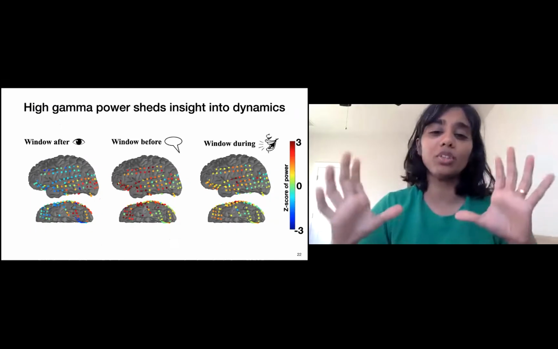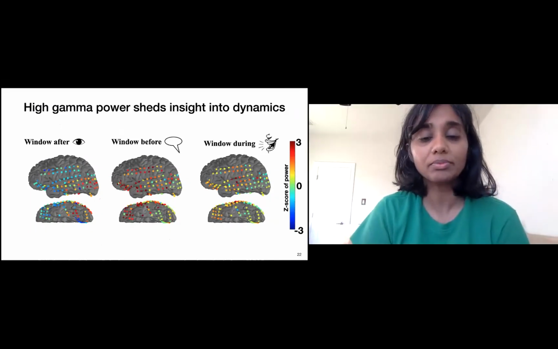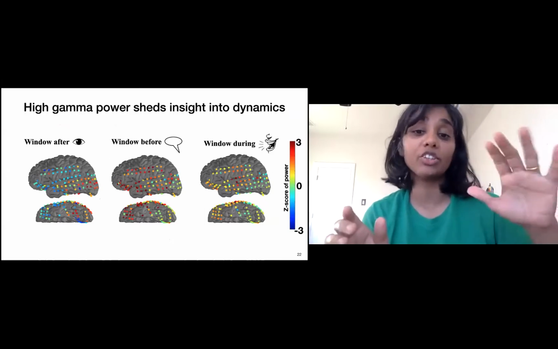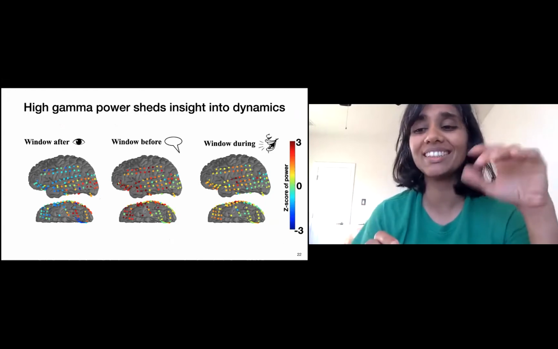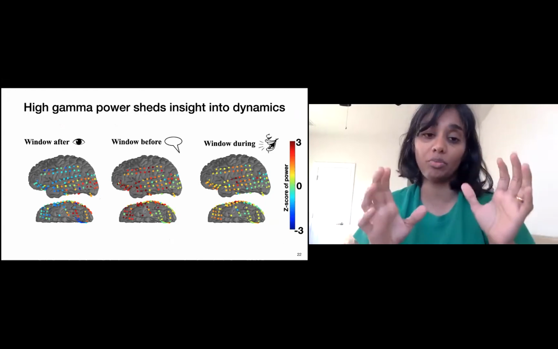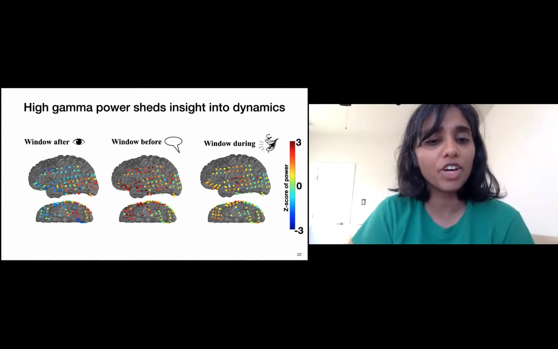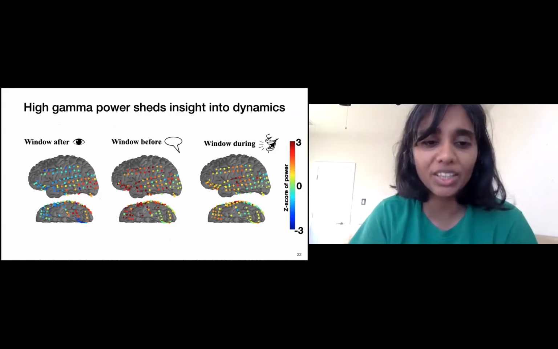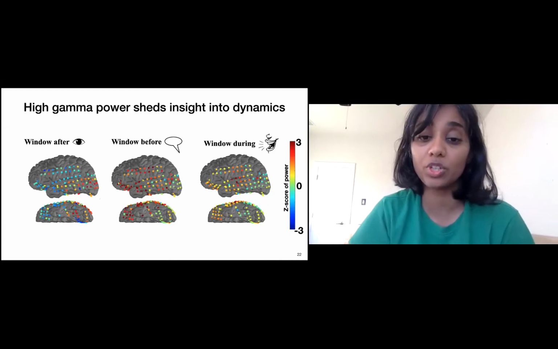So I'm going to show you this, as this is one of the patients that I looked at. The dots you see are electrodes on the surface of the brain. And the color of the dot indicates the increase in power of that high gamma power that I talked about. The first brain shows how the power is right after the image was shown. And you can see there's a lot of red at the back of the brain. That's the visual region.